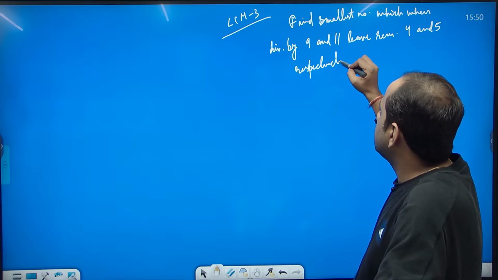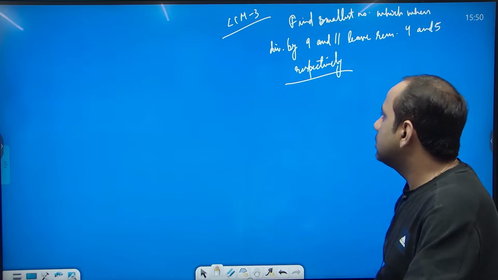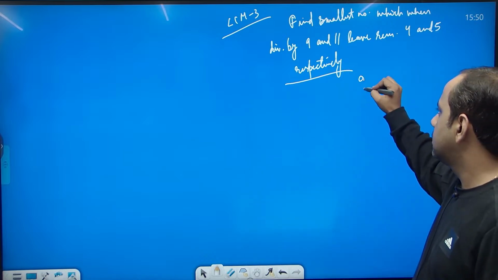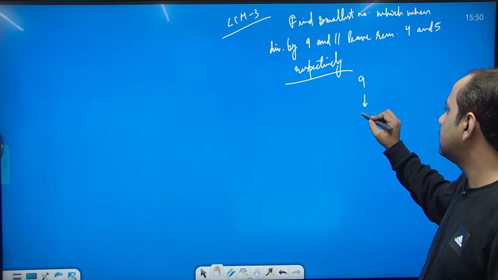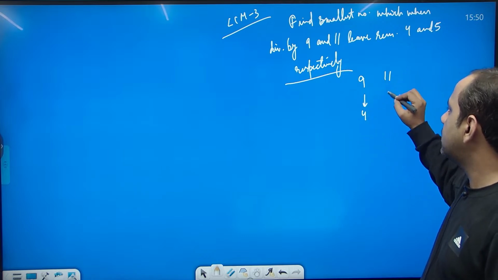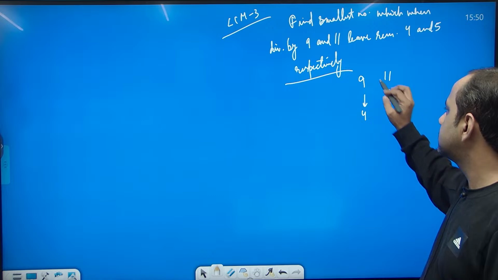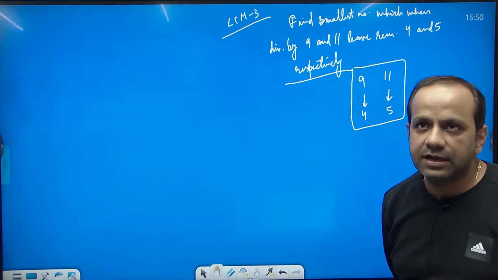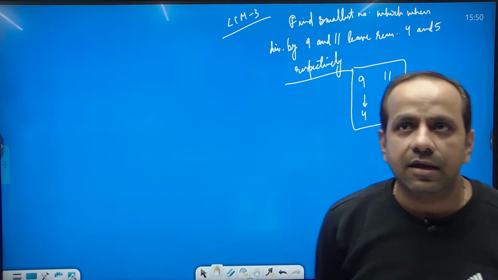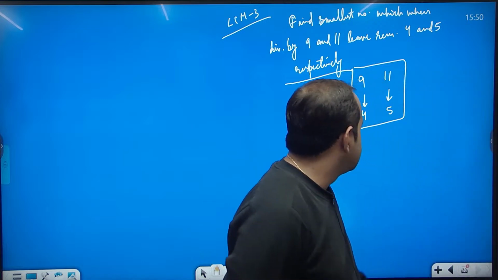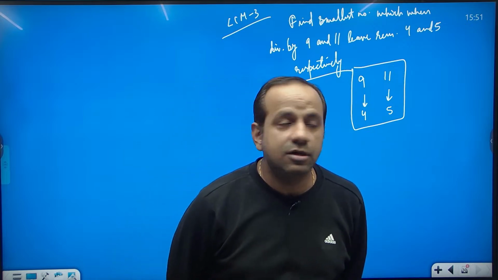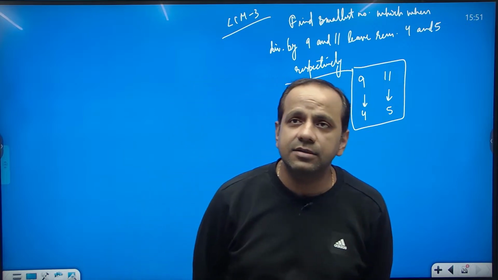सो आई होप यू आर गेटिंग दिस कॉन्सेप्ट. अब इस केस में ना तो रिमाइंडर सेम है ना ही डिफरेंस सेम है. When we are dividing by 9 we are getting remainder as 4. When we are dividing by 11 we are getting remainder as 5. Differences are different and remainders are also different.